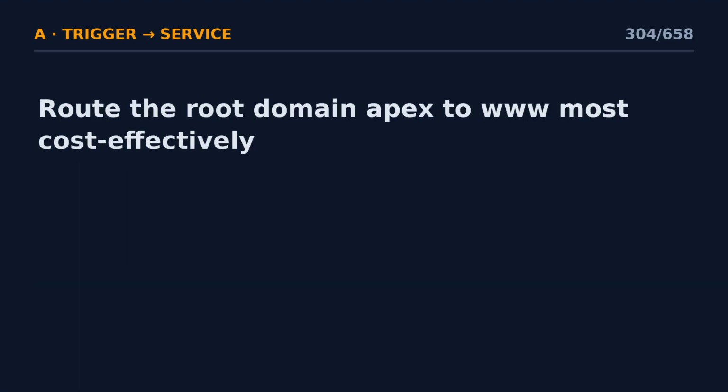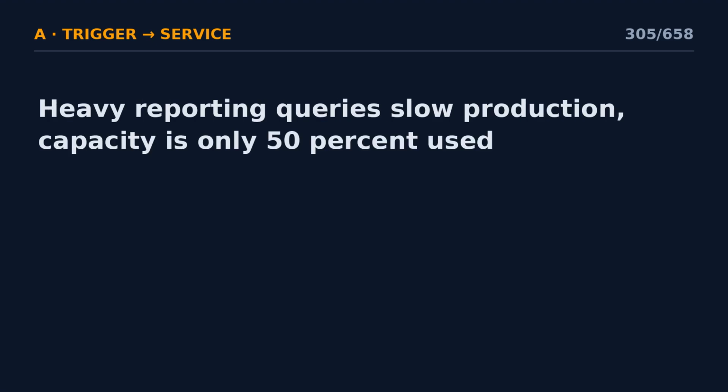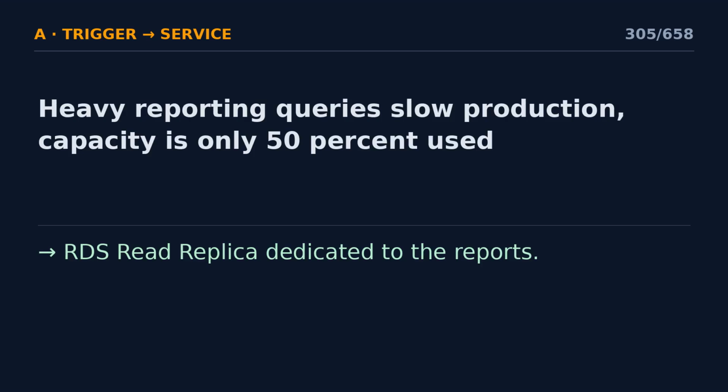Route the root domain apex to www most cost-effectively. Answer: Route 53 alias record, which is free for the apex, unlike a CNAME. Heavy reporting queries slow production. Capacity is only 50% used. Answer: RDS read replica dedicated to the reports.